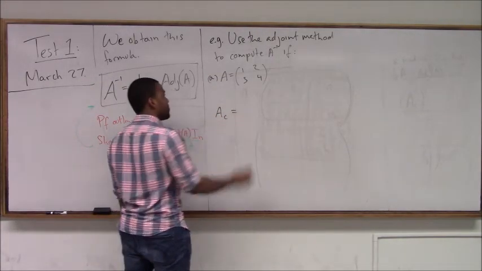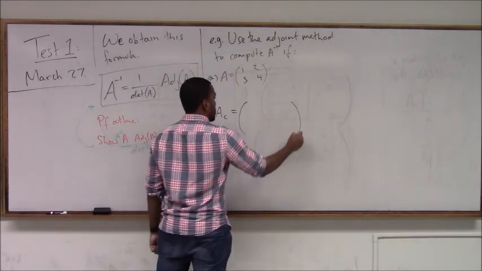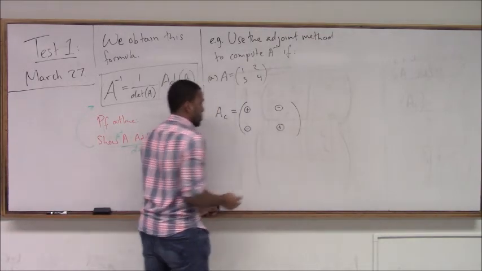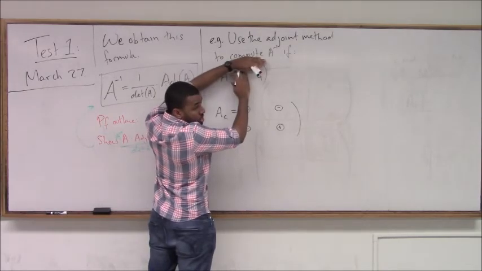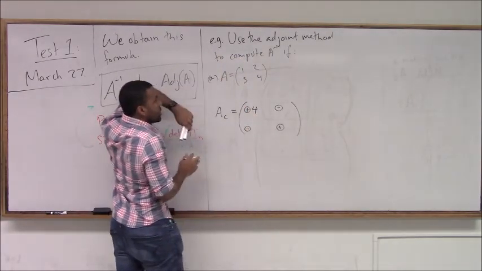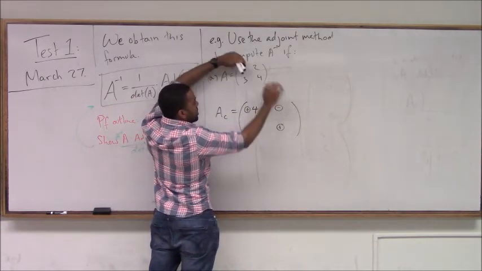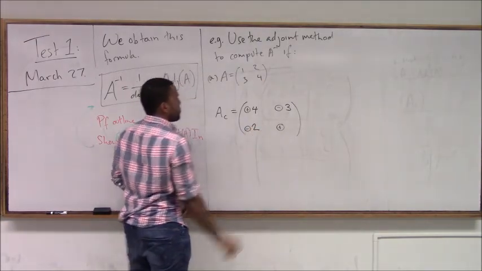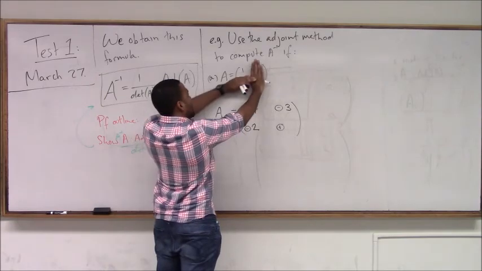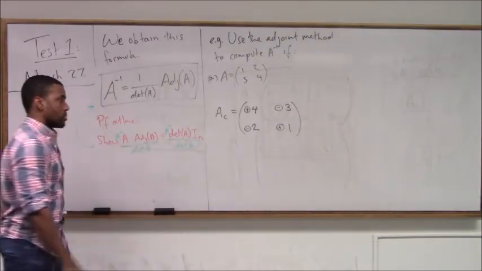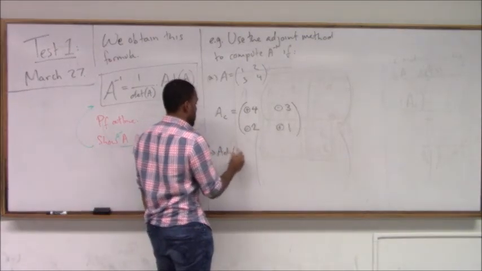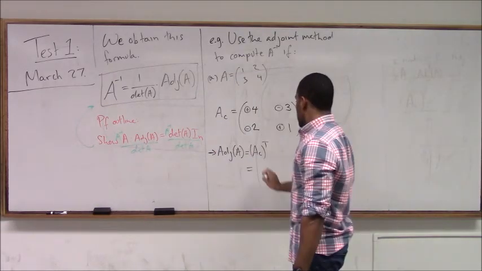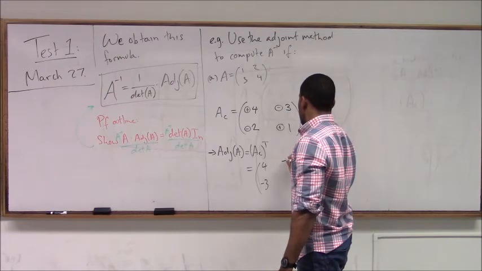So first let's find A_C. We're going to replace 1 with its cofactor. Remember that there's a checkerboard of signs that will apply here. If you look at the number 1, you block out everyone in its row and its column, you just get the number 4. So it becomes a plus 4. Look at the number 2, block out its row and column, you get the number 3. It becomes a minus 3. Replace the number 3, block out its row and column, you get the number 2. Look at number 4, block out its row and column, you get the number 1. This means that the adjoint of A is equal to the transpose of this. So you switch the row and the column. So this is 4, minus 3, minus 2, 1.